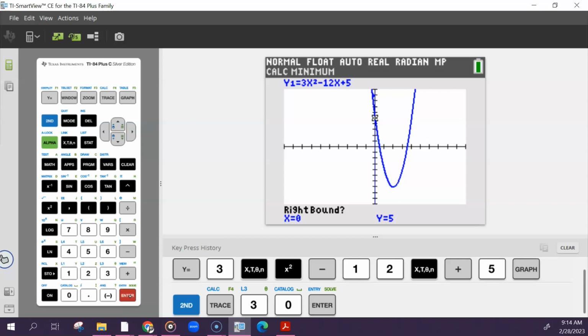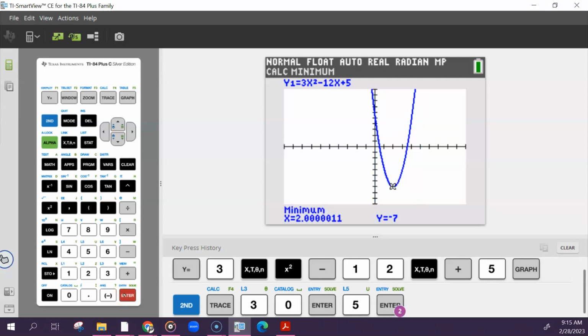And then some point to the right of your vertex. I could choose 5, 10, it doesn't matter. And then it'll want you to guess. You don't want to guess, you want it to do the work, so hit enter again.